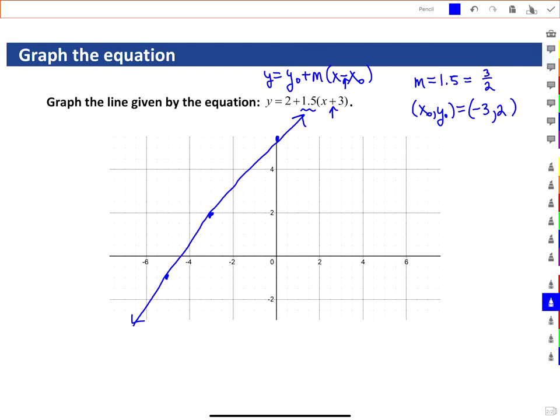So again, the important part is being able to look at this line, pick off the important values, and then translate them into the graph.